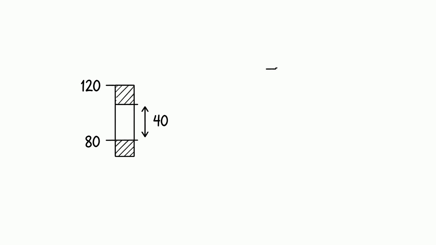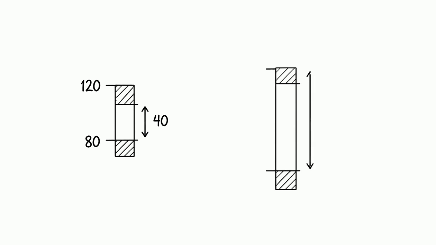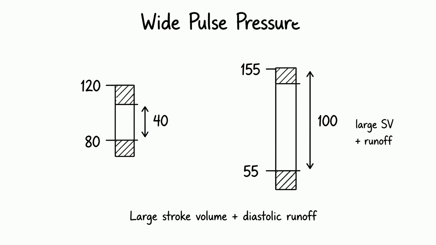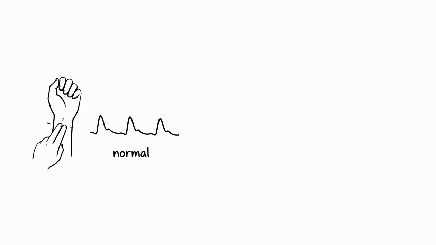Pulse pressure becomes the signature hemodynamic clue in regurgitation. Normal pulse pressure is roughly 40 millimeters of mercury. In AR, systolic rises and diastolic falls, widening the gap dramatically. That number is a direct readout of regurgitant physiology.